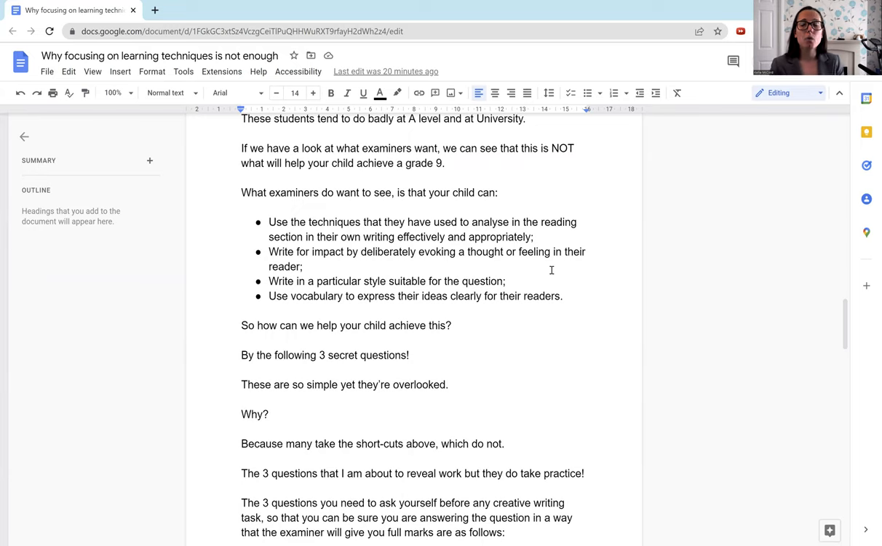And so if we have a look at what examiners do want, we can see that it is not what will help your child achieve a grade 9. So just memorizing mnemonics, memorizing set passages, we can see that that's not going to help your child to achieve a grade 9 in their English. What examiners do want to see is that your child can use the techniques that they have used to analyze in the reading section in their own writing effectively and appropriately. Write for impact by deliberately evoking a thought or feeling in their reader. Write in a particular style suitable for the question and use vocabulary to express the ideas clearly for the readers.